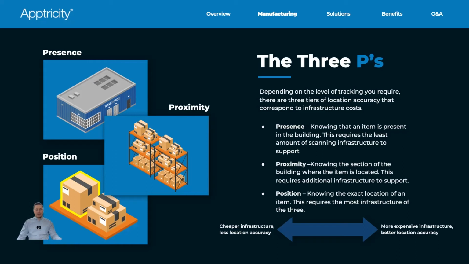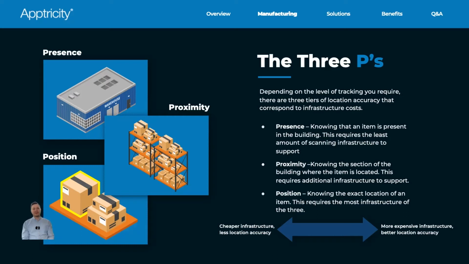And so as you'll see, if you look at the image on the bottom here, it's on a scale, right? It's a cost scale and a location scale. So basically, the less you spend, the less accuracy you get. The more you spend, the more accuracy you get. And so that arrives us at the third part, which is position.